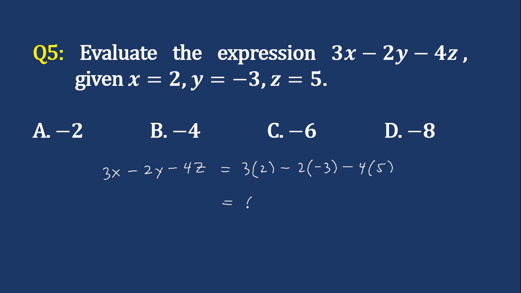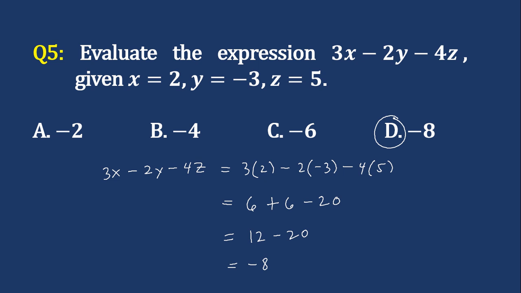Now let's simplify each part. So 3 times 2, that's 6. Negative 2 times negative 3, that is positive 6. Negative 4 times 5, that's negative 20. So we have 12 minus 20, which is equal to negative 8. Alright, so the answer is letter D.